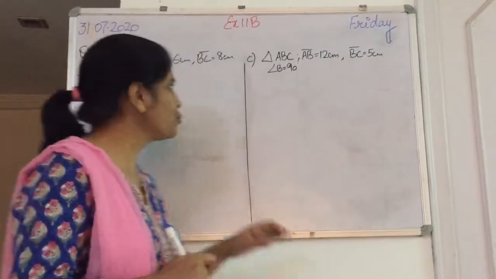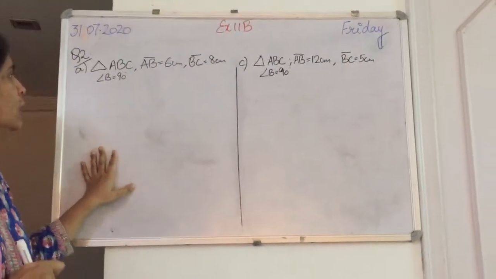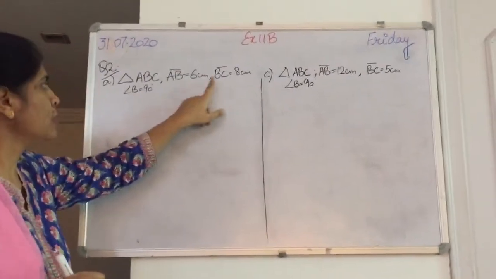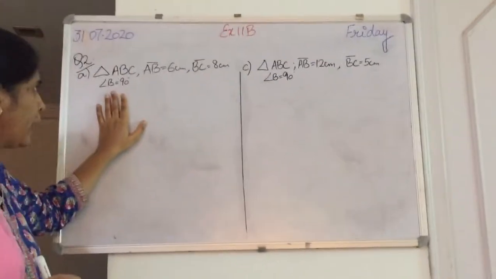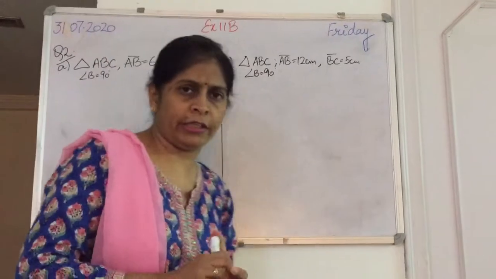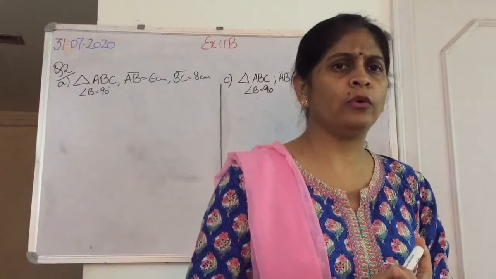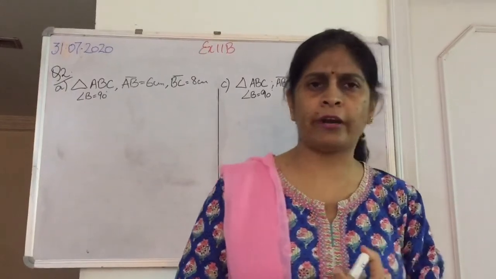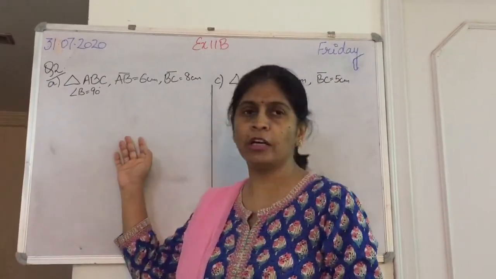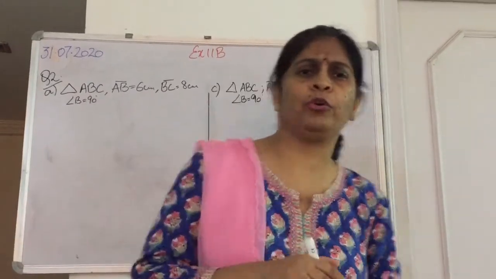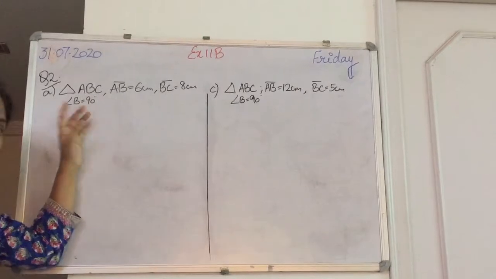Okay, now let's do question number 2, students. Question number 2 says triangle ABC, AB is 6, BC is 8 and angle B is 90 degrees. The question says draw the diagram of the right angle triangle and find out the length of the hypotenuse of it. If it is not stated, just see that angle B is 90.